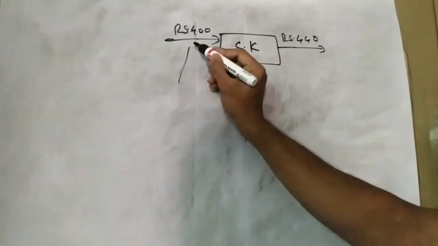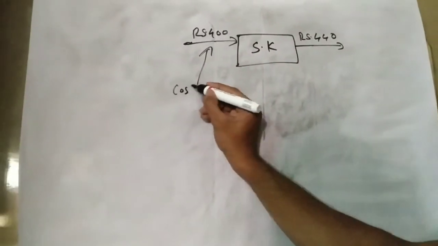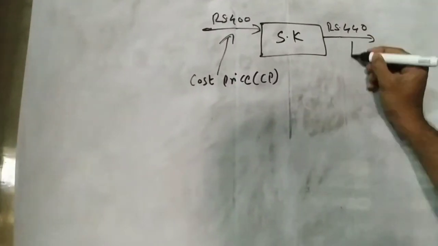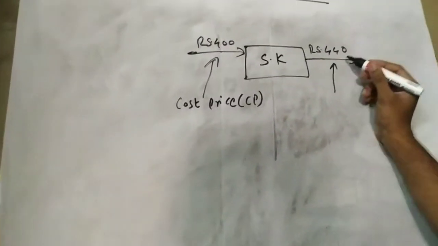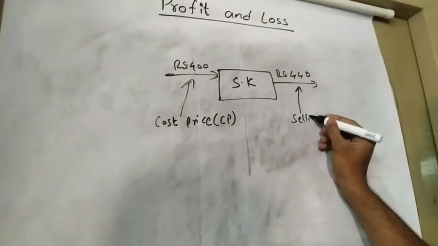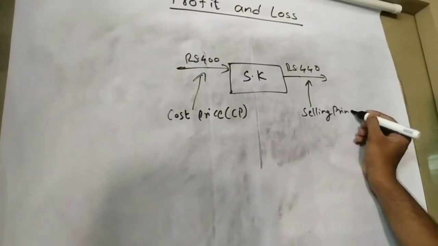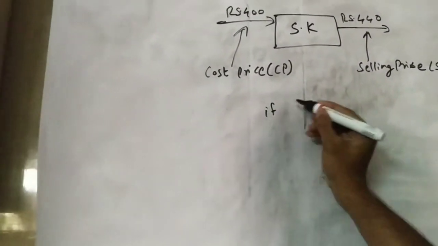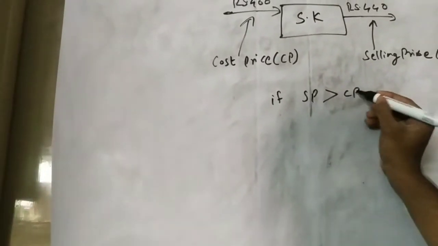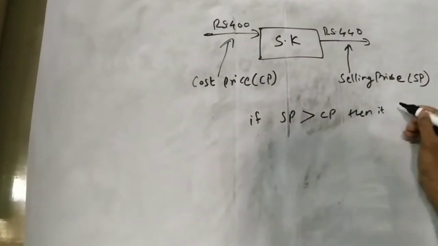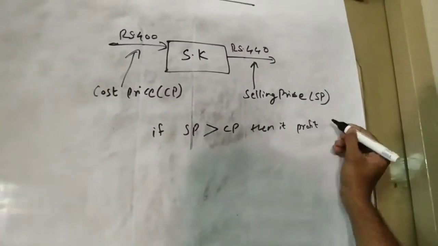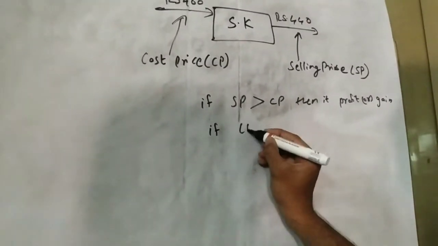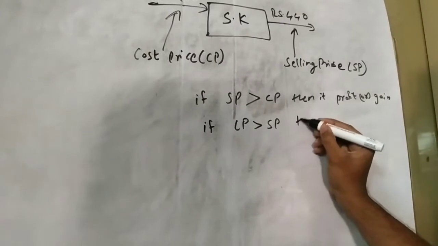So as you purchased this product, this is called cost price. It is simply termed as CP, and as you sold this product for rupees 440, this is called selling price and simply termed as SP. If SP is greater than CP, then it is profit or gain. If CP is greater than SP, then it is loss.